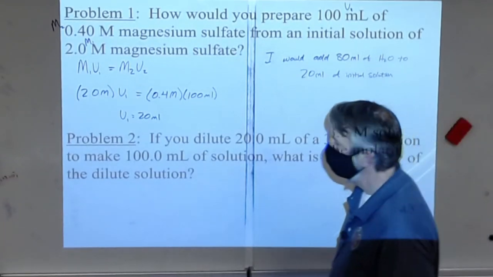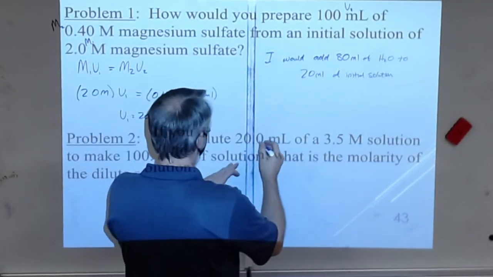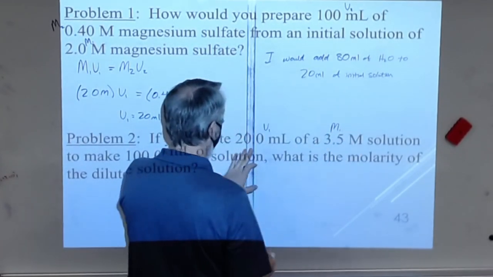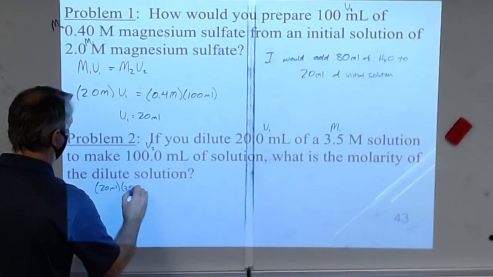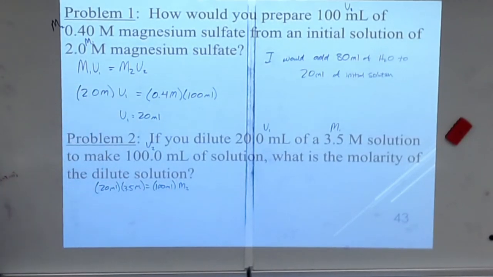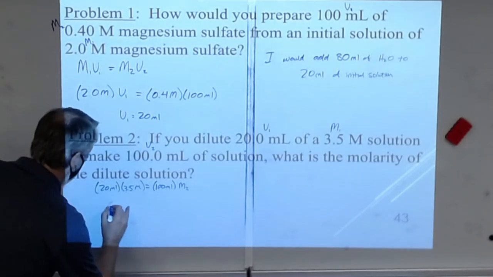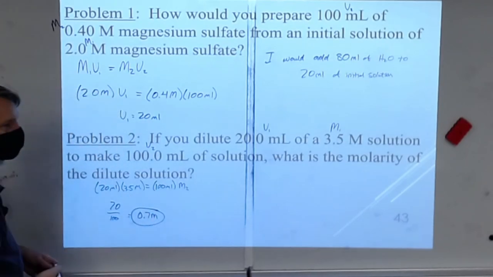All right, let's take a look. If I dilute 20 milliliters of a 3.5 molar solution to make 100 milliliters of solution, what is the molarity of the dilute solution? I typically put the more concentrated as the initial, so M1. So 20 milliliters is V1, 3.5 molar is M1, 100 milliliters is V2, and M2 is what we want to find. 20 times 3.5 is 70. And 70 divided by 100 equals 0.7. 0.7 molar. That's what we're looking for.